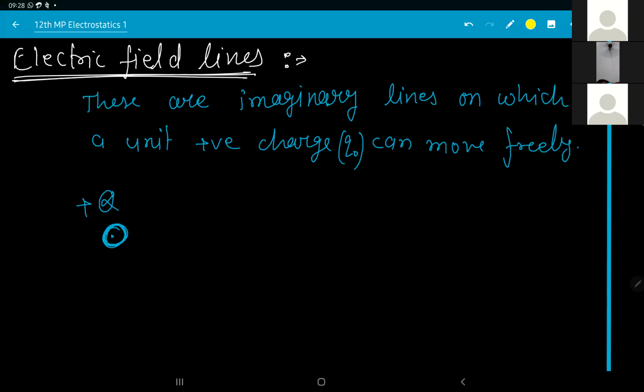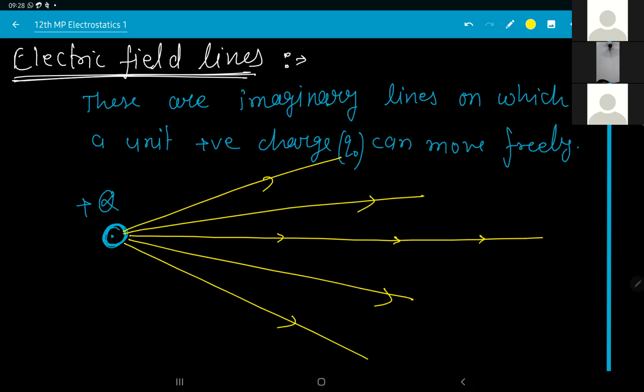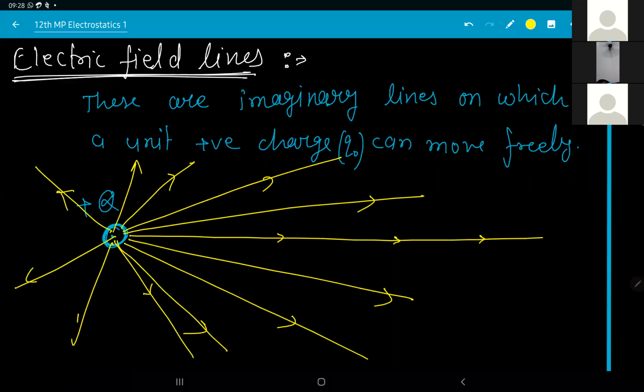So the line will be this. This will be the line of electric field. It is the line of electric field. It is again an electric field line. Everywhere away from the charge. This will be the electric field line of an isolated point charge.